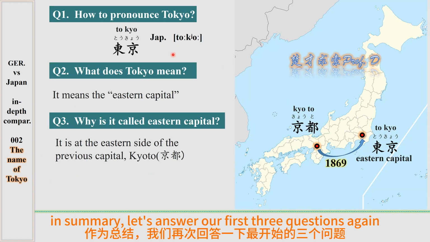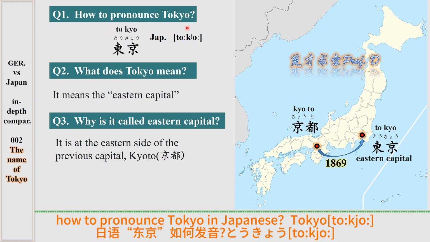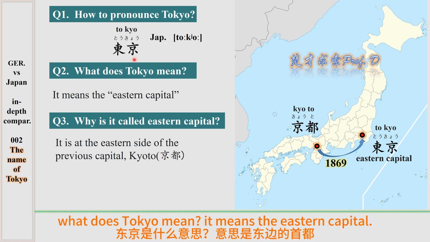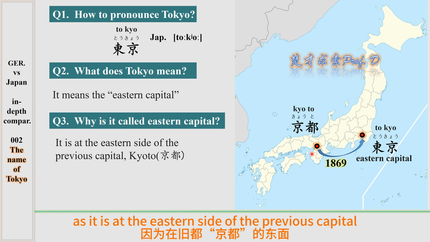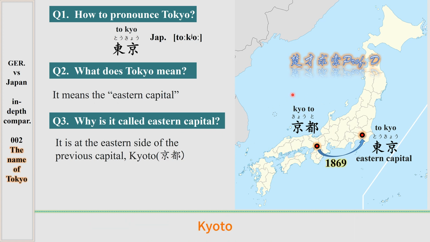In summary, let's answer our first 3 questions again. How to pronounce Tokyo in Japanese? Tokyo. What does Tokyo mean? It means the eastern capital. Why is it called the eastern capital? As it is at the eastern side of the previous capital, Kyoto.